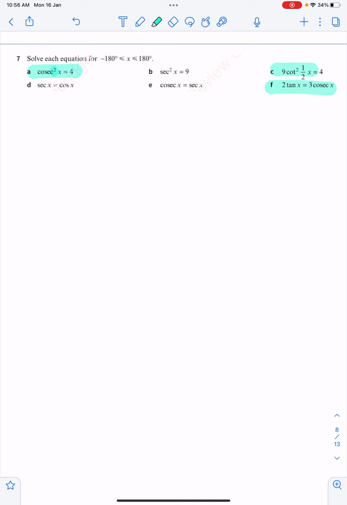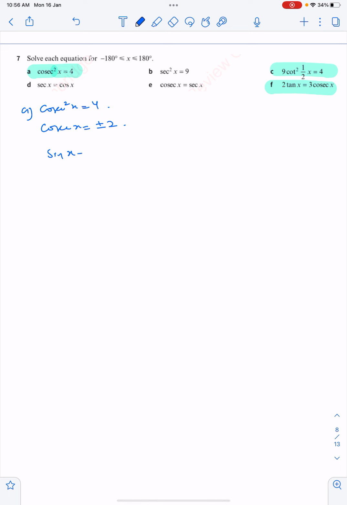And I'm also doing this one. Okay, the first one is cosec square x equals 4. I'm going to take the square root of both sides. It will become cosec x equals plus minus 2. Now cosec is the reciprocal of sine, so I can just reciprocate both sides.